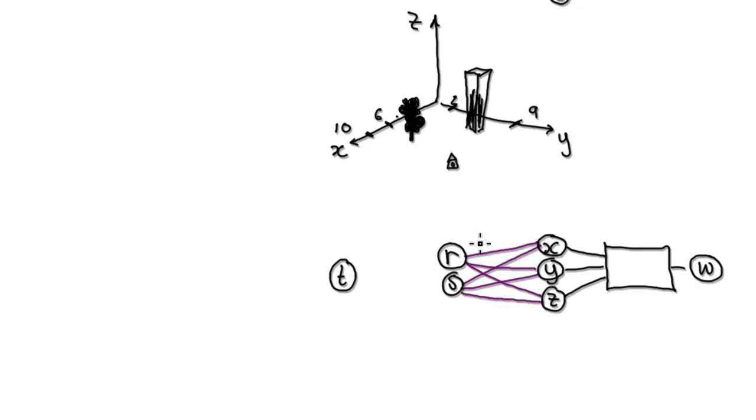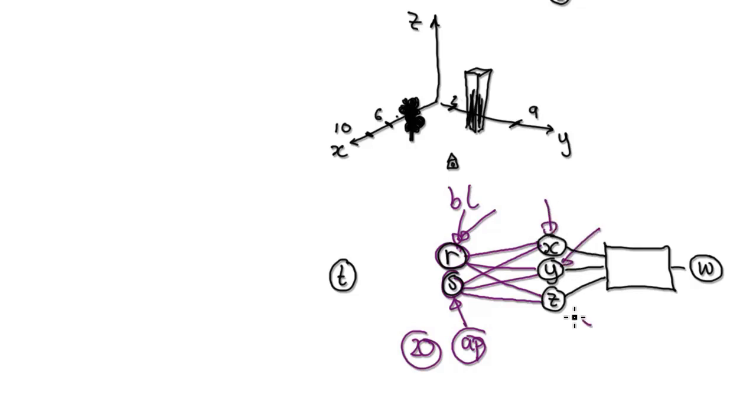So let's imagine r represents the battery life of a drone. Let's imagine s is, I don't know, atmospheric pressure. It's just a number. So these two things will determine where the drone should be. So if the battery is low and the atmospheric pressure is at, let's say, 20, then the drone must be in this location, and then it will work out its temperature.